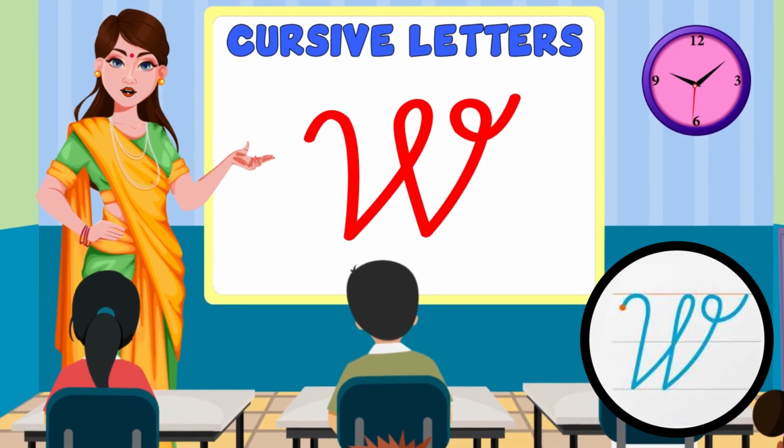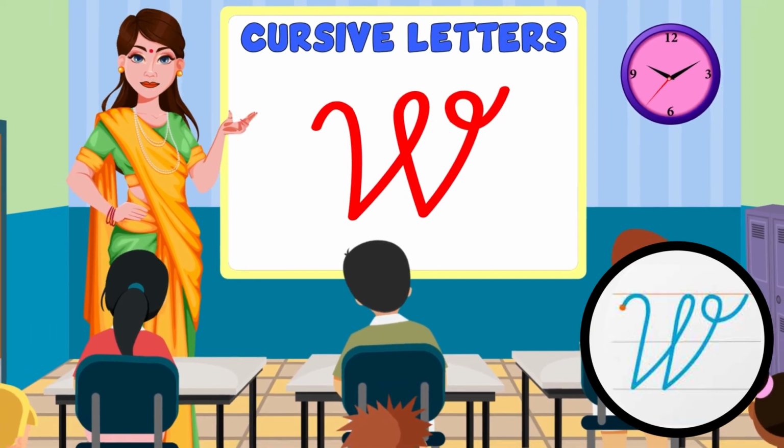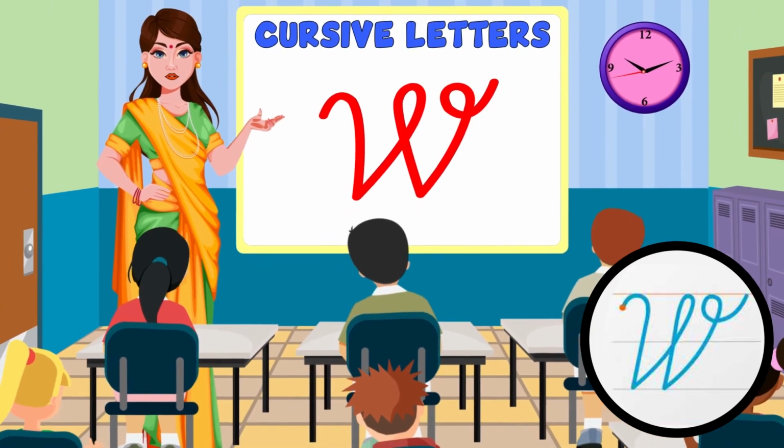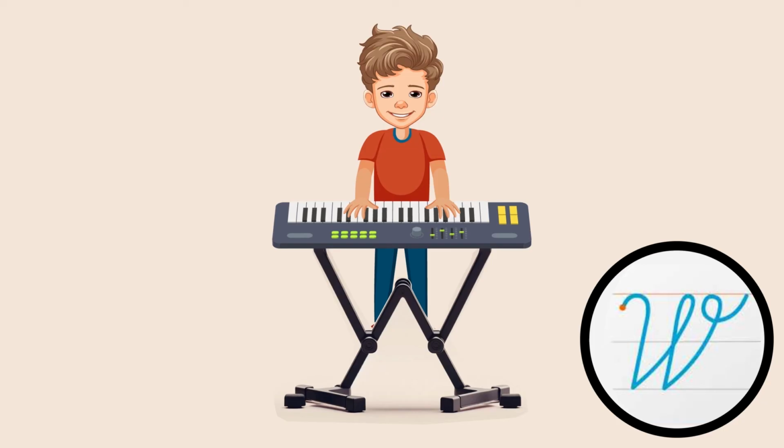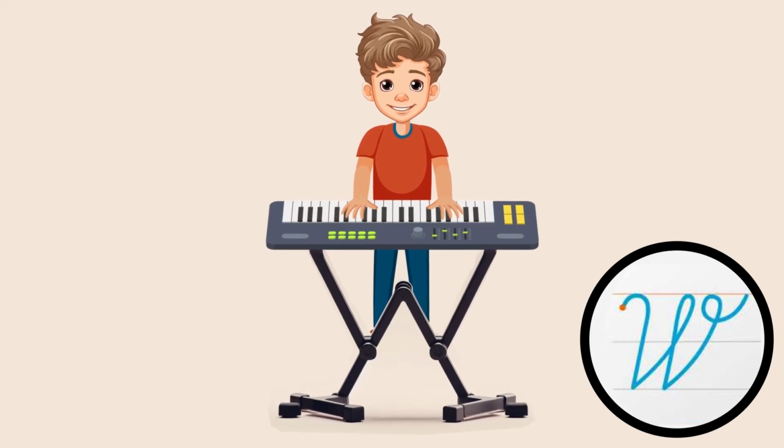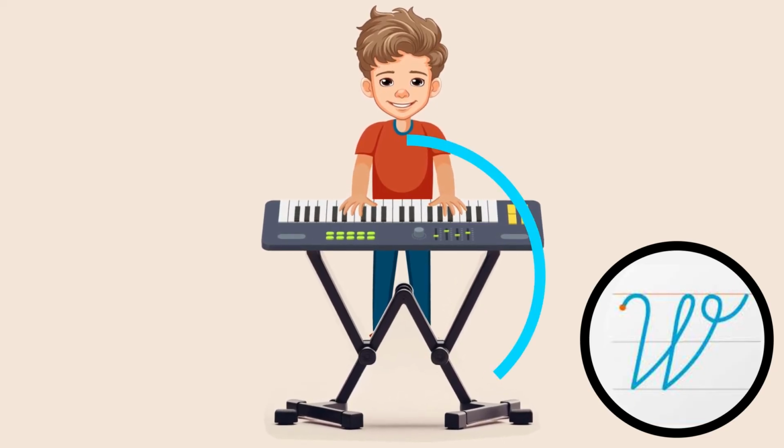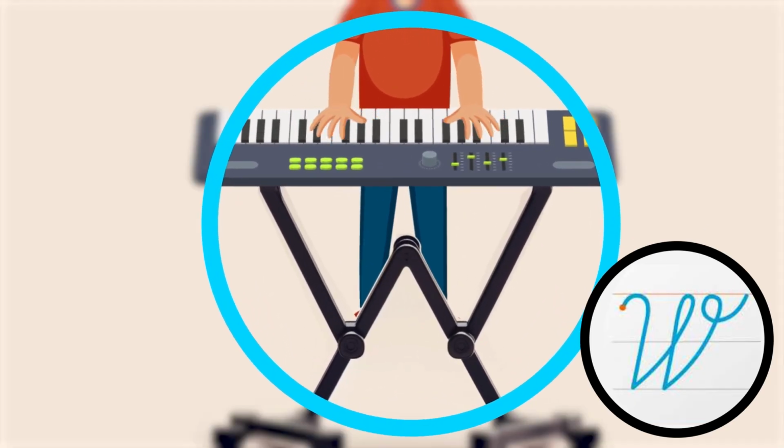W. We are going to learn to write the letter W in cursive. Let's look at this piano stand. Do you all like playing the piano? Now, look at the stand. Do you spot a letter W? I do. So let's start.